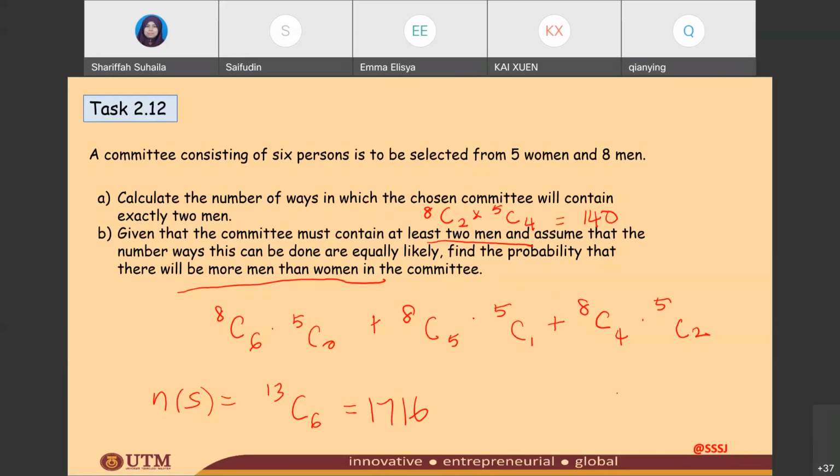I cannot write down 8 choose 3, 5 choose 3. Why? Because the condition is more men than women. So if these are equal, it is not allowed. So this one cannot. So we just stop here. Then you get the probability. Okay, 0.5874. I take Luqman's answer, and we will check, 0.5874. Okay, thank you.